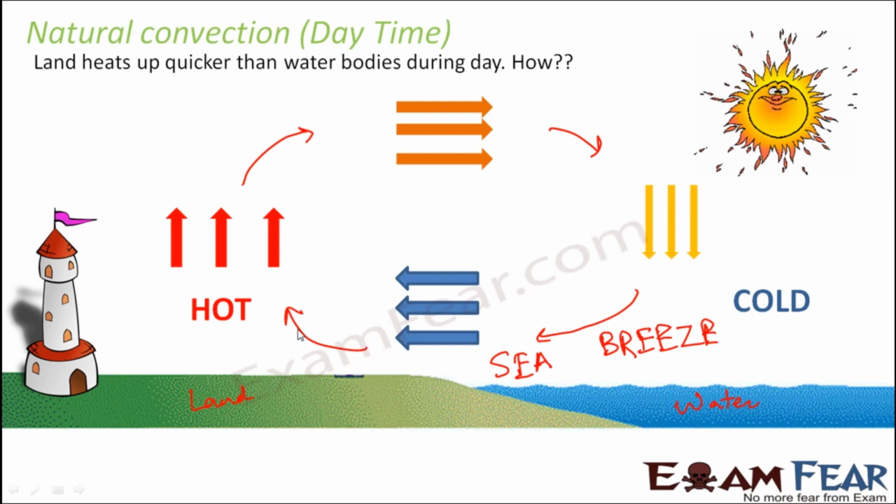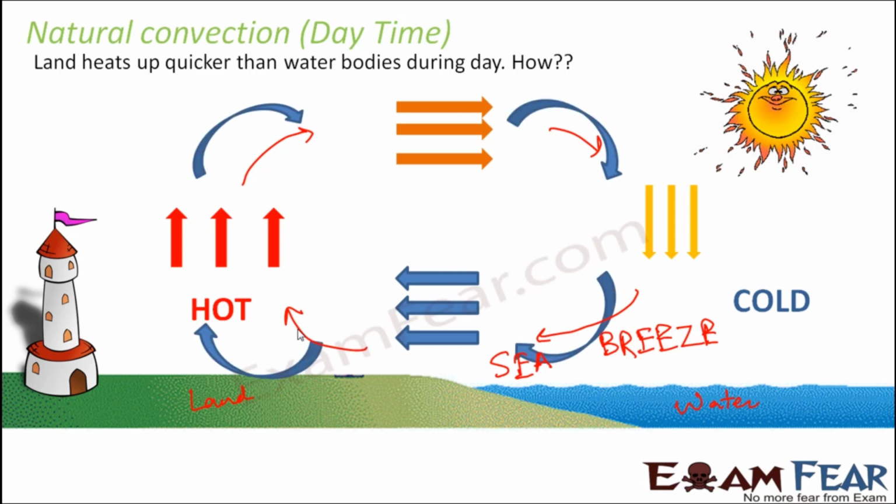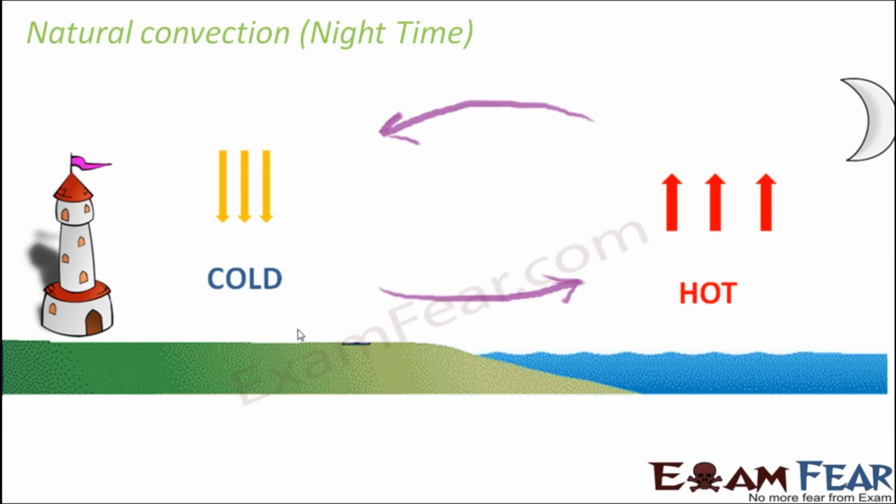So in the concept of sea breeze, you see that convection plays the most important role. Now what happens during night? Exactly the opposite thing happens during night. At night, the land gets colder quickly than the sea. Now the way land gets heated up quickly, in a similar way land becomes cold also quickly.